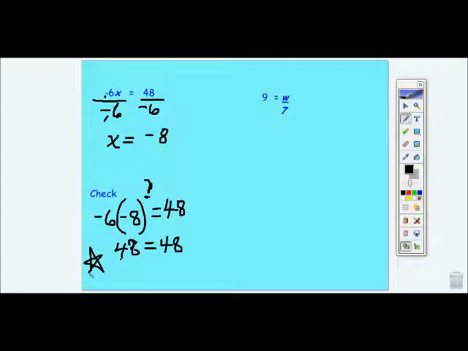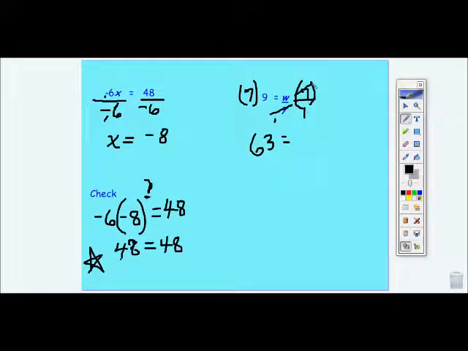Now, in this next one, I want to get my variable by itself, but it's being divided by 7. So I'm going to use the inverse operation, multiplication. I'm going to show that by putting parentheses and multiplying by 7 on both sides. Now 7 times 9 or 9 times 7 is 63. When I'm multiplying fractions, I oftentimes reduce first. 7 goes into 7 once.